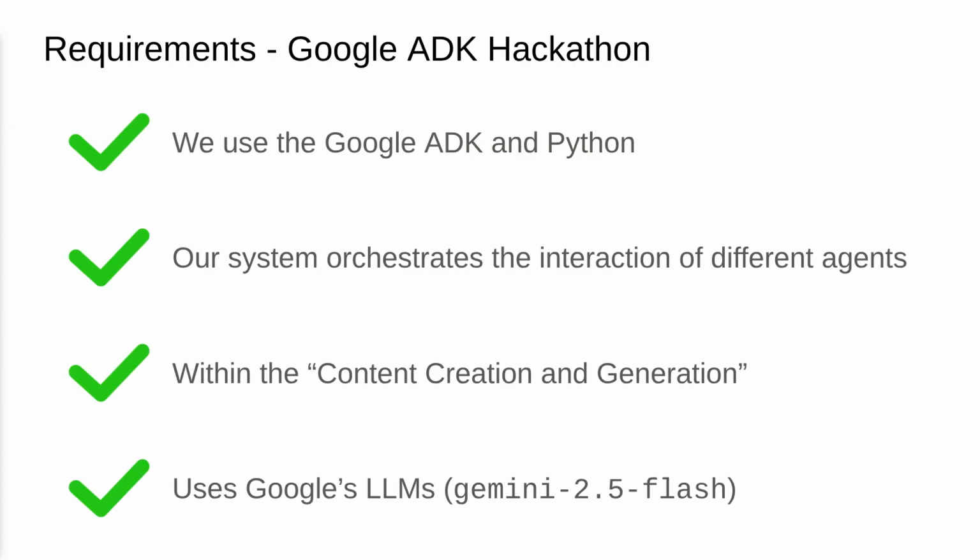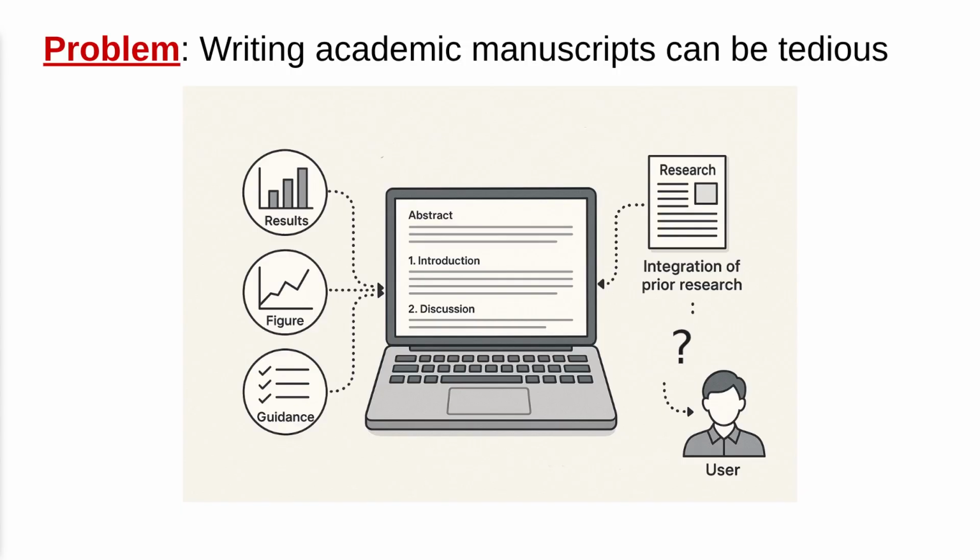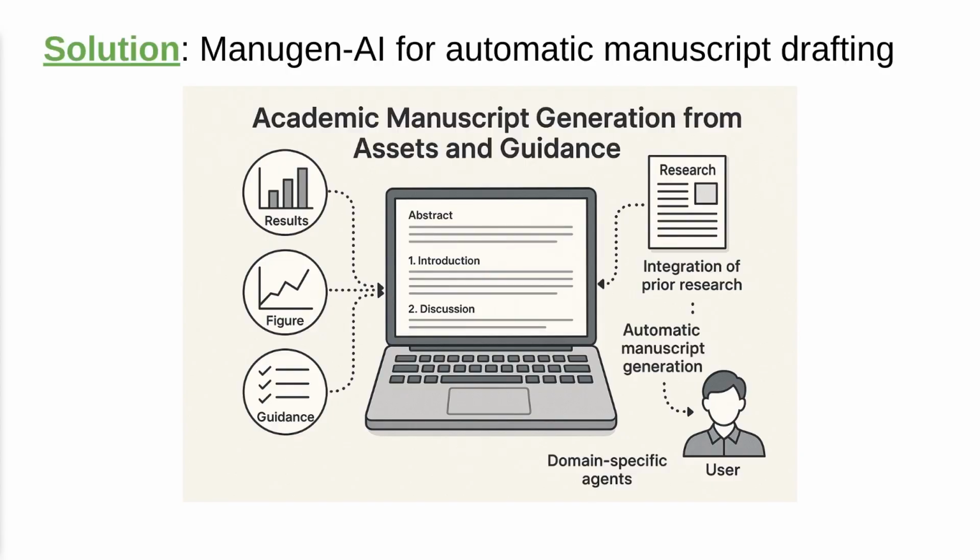Our project meets all the requirements. We use the Google ADK to build a multi-agent system to generate a draft of a scientific manuscript using Google technologies. One of the problems we face as scientists is communicating the results that we already have through a well-structured scientific manuscript that is easy to follow and evaluate by peers.